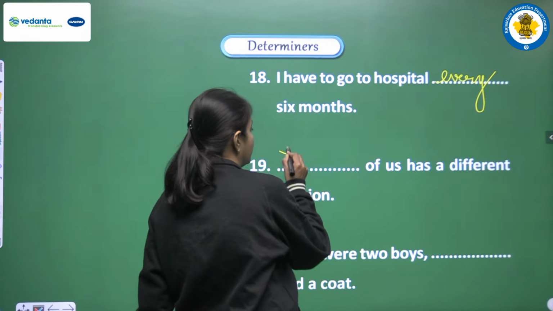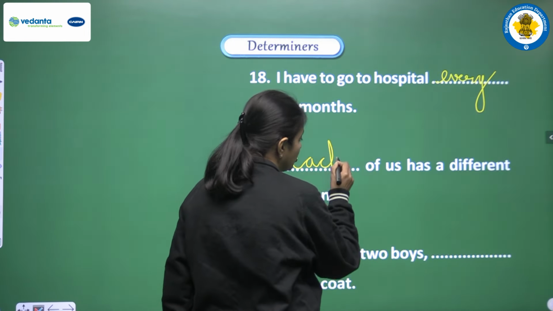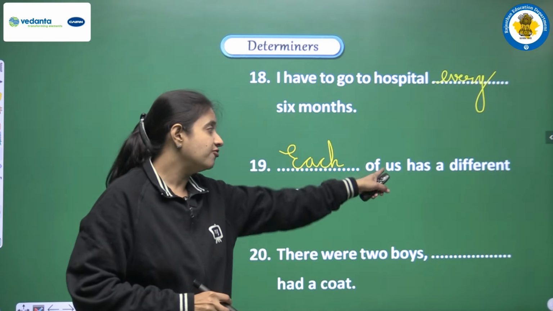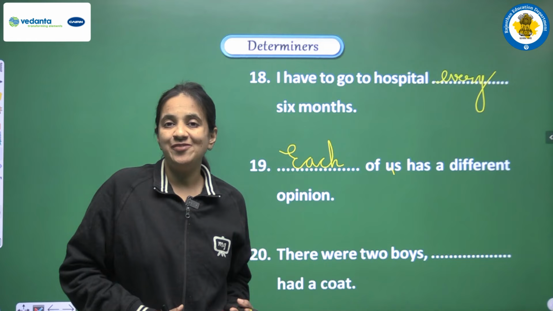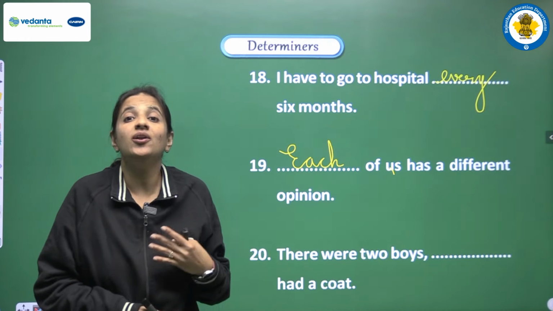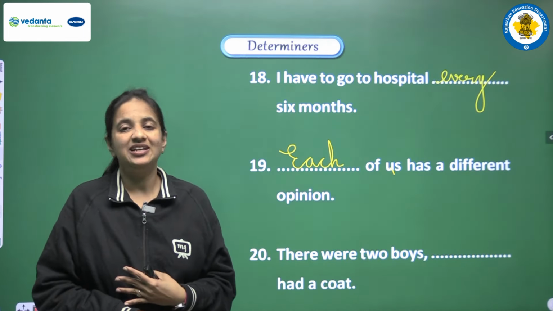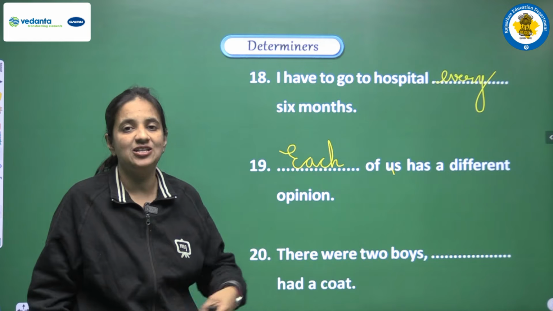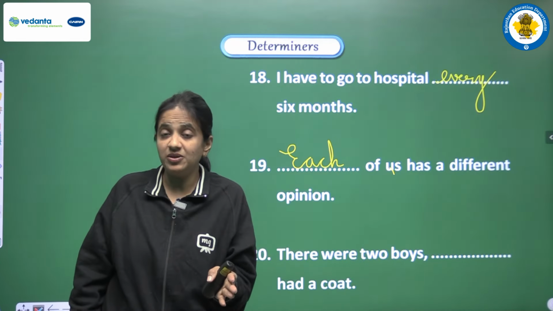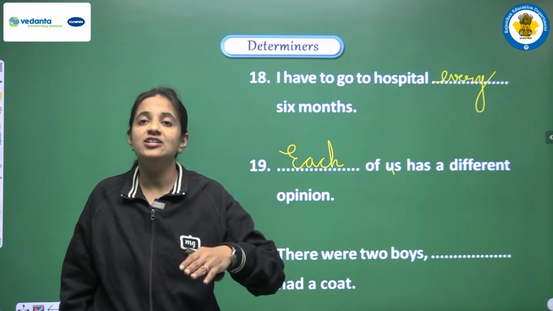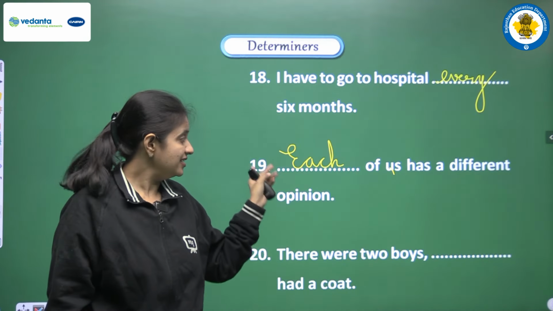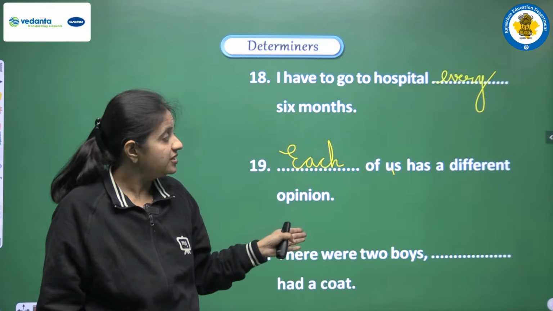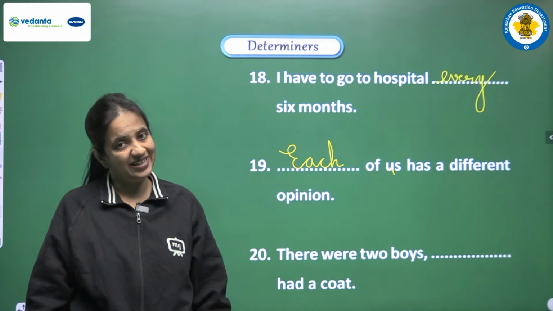Next is, each of us has a different opinion. So here our answer will be each. Why? Because suppose we are talking about 5 people, and all the 5 people are having their own opinion. All the 5 people are having different opinions. So again we are talking about an individual person, about an individual person's opinion, and this is the reason we are using each, and the sentence will be, each of us has a different opinion.